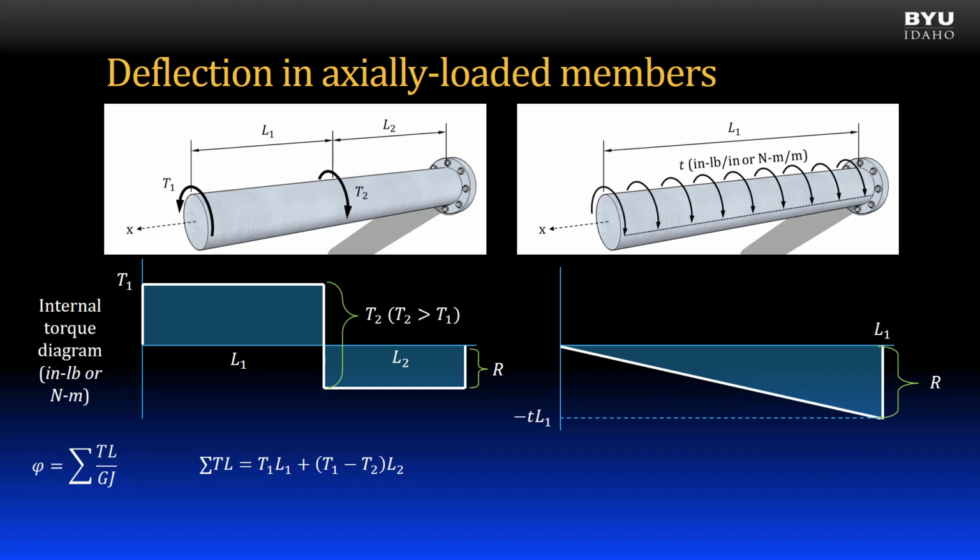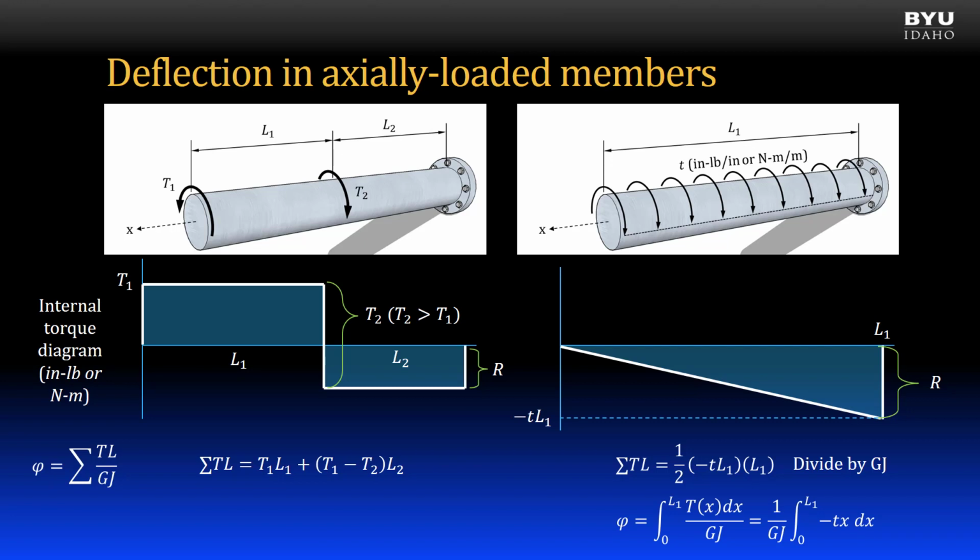Here it's negative. If the polar moment of inertia and the shear modulus are constant, then this equation may be used. The numerator of the equation is equal to the area under the internal torque diagram. In this case, the area is a triangle. The sum of T times L is the area of the triangle, 1/2 times the base dimension, L1, times the height, little t times L1. Divide the sum of T times L by G and J to get deflection.